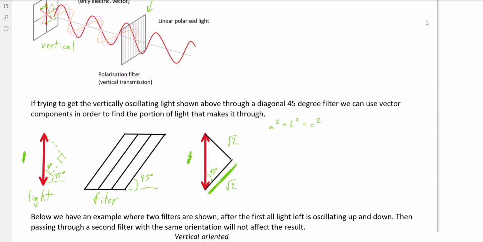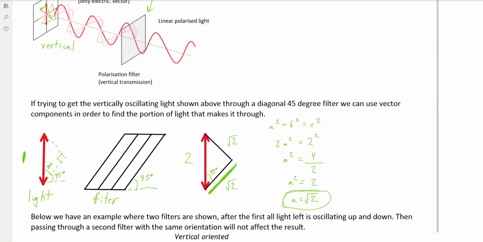Considering a and b are the same, it's really 2a squared equals c squared. And since we know c squared, we're solving for a, we're just going to move that stuff around until we get that. So c is root 2, so c squared is 2. So when you get this, you get 2a squared equals 2, which is a squared equals 1, which is a equals 1. So this is a proof for that Math 20-1 concept of the special triangle, which is right there.